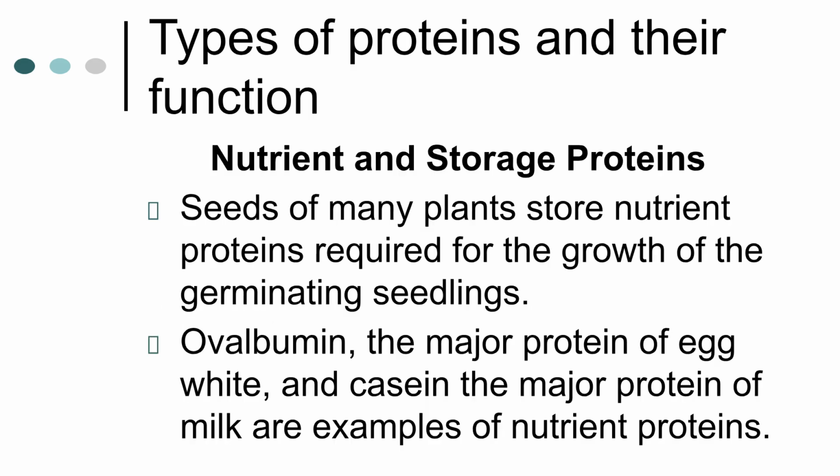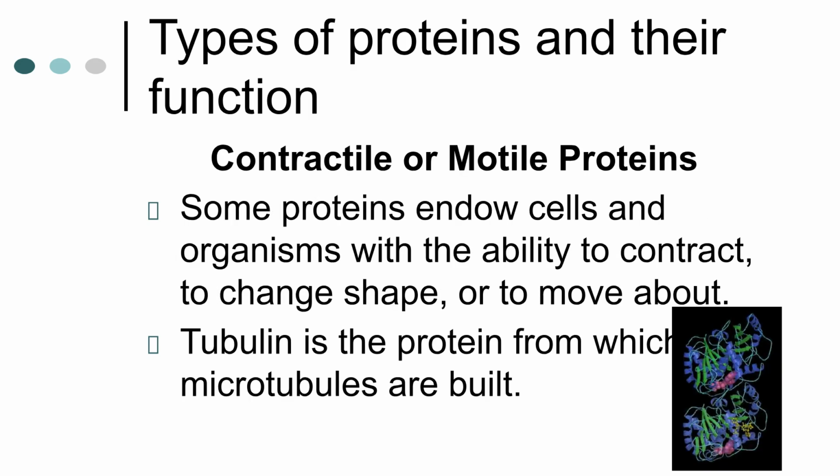Nutrient and storage proteins are used to store essential nutrients. Seeds, for instance, store proteins for germinating seedlings. Ovalbumin in egg white and casein in milk are other common examples. Contractile or motile proteins enable cells and organisms to contract, change shape, or move. Tubulin, for example, is the protein that forms microtubules.